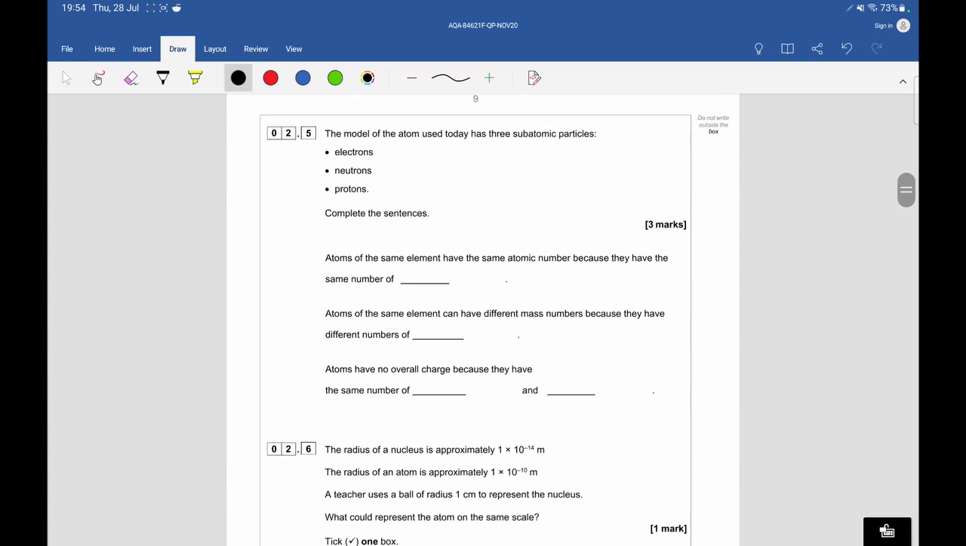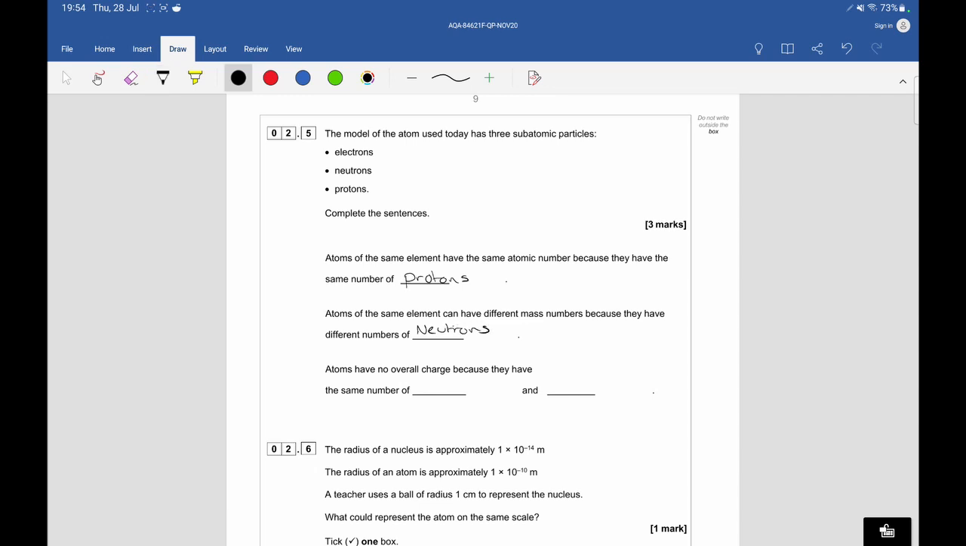The next question, 2.5, says the model of the atom used today has 3 subatomic particles, electrons, neutrons, and protons, and you had to complete the sentences here. It says atoms of the same element have the same atomic number because they have the same number of protons. Atoms of the same element can have different mass numbers because they have different numbers of neutrons.